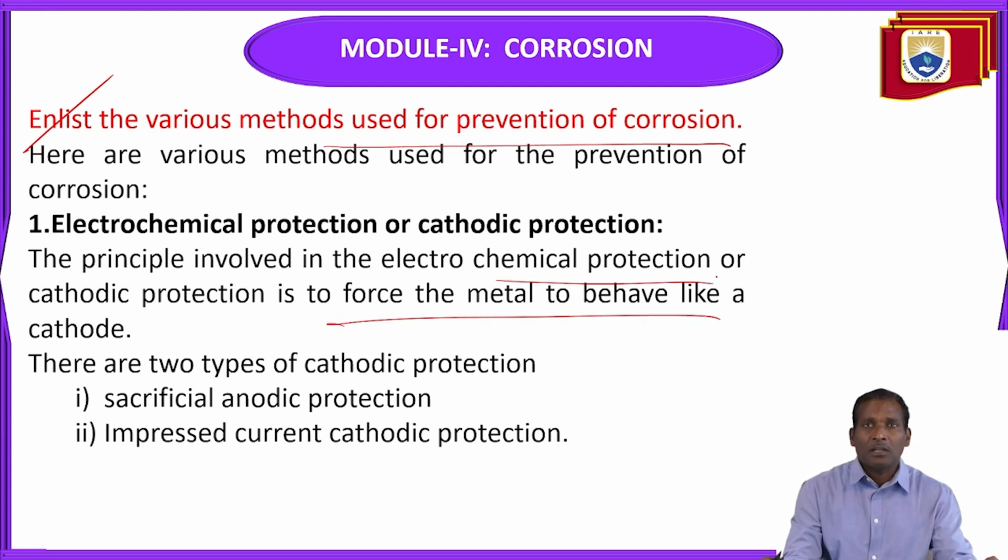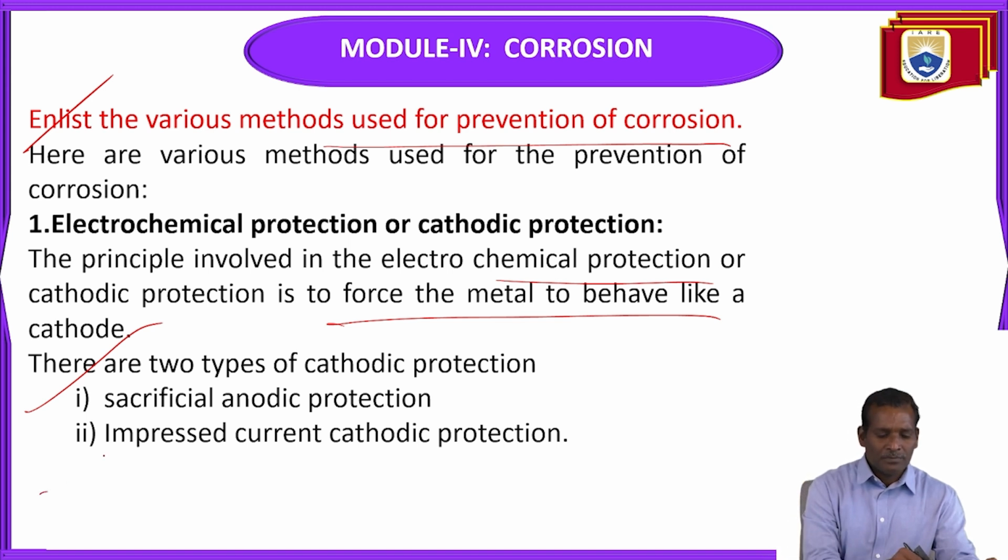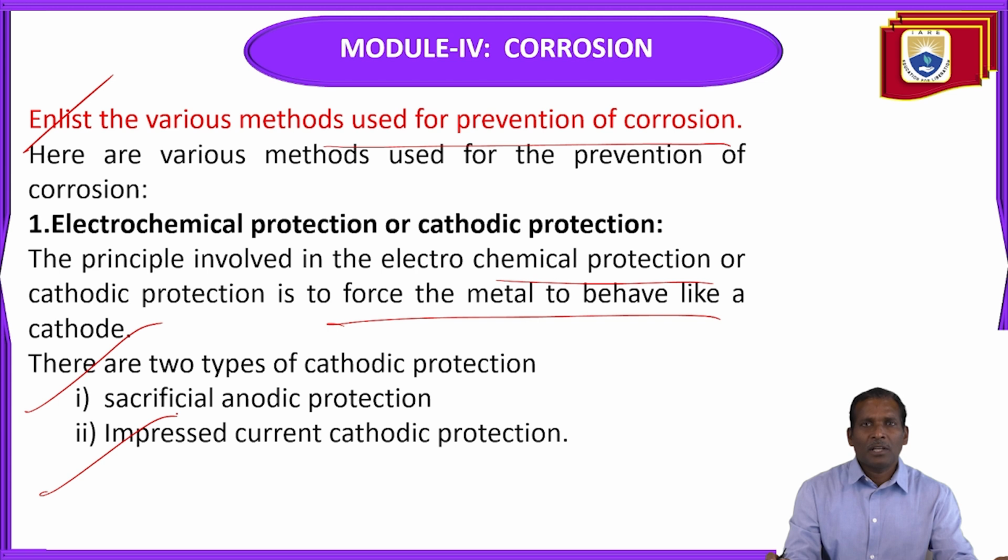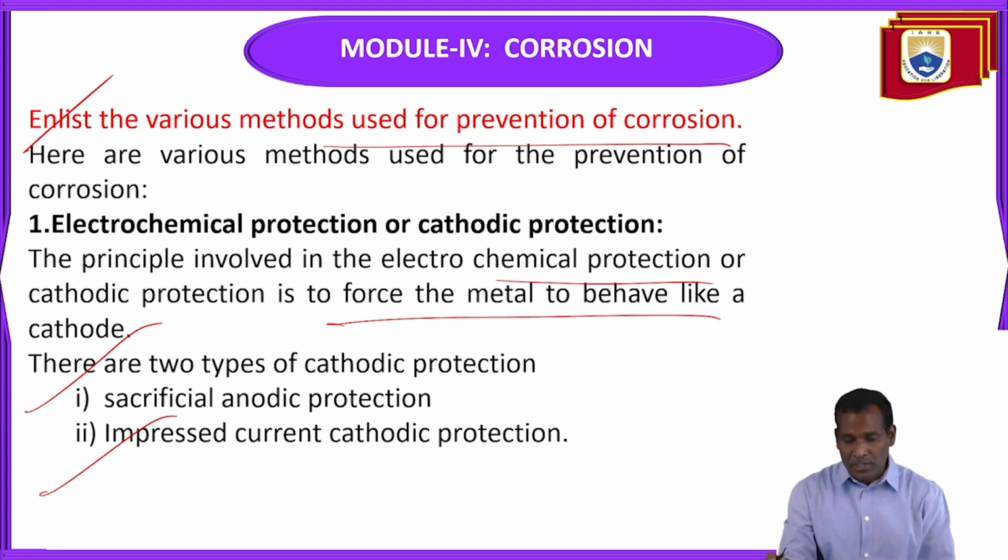In the theory part, we have already learned this. The important principle of electrochemical protection or cathodic protection is to force the metal to behave like a cathode. There are two types of cathodic protection. One is sacrificial anodic protection, and another one is impressed current cathodic protection. So now we will see the detailed explanation.